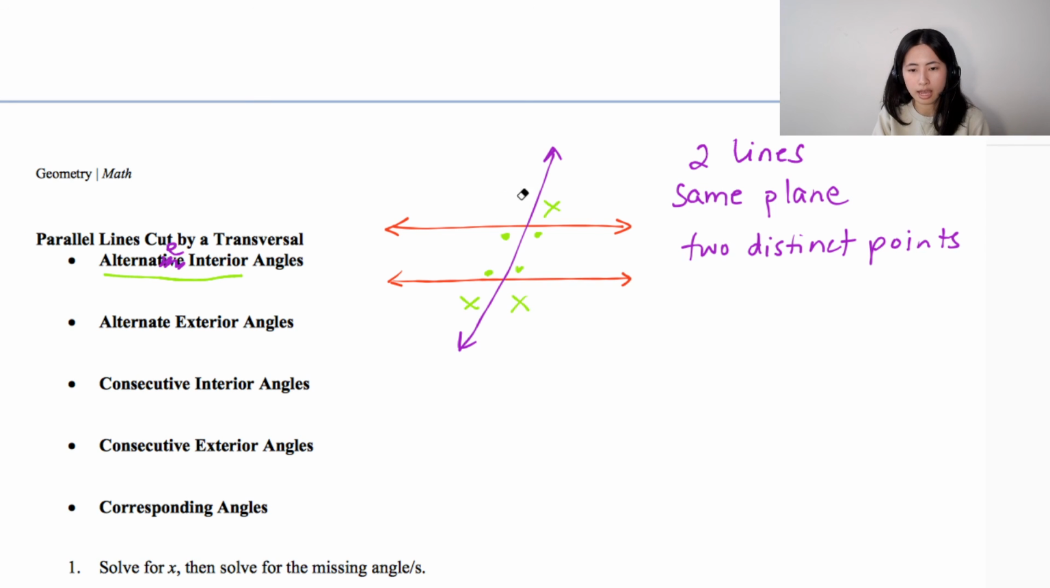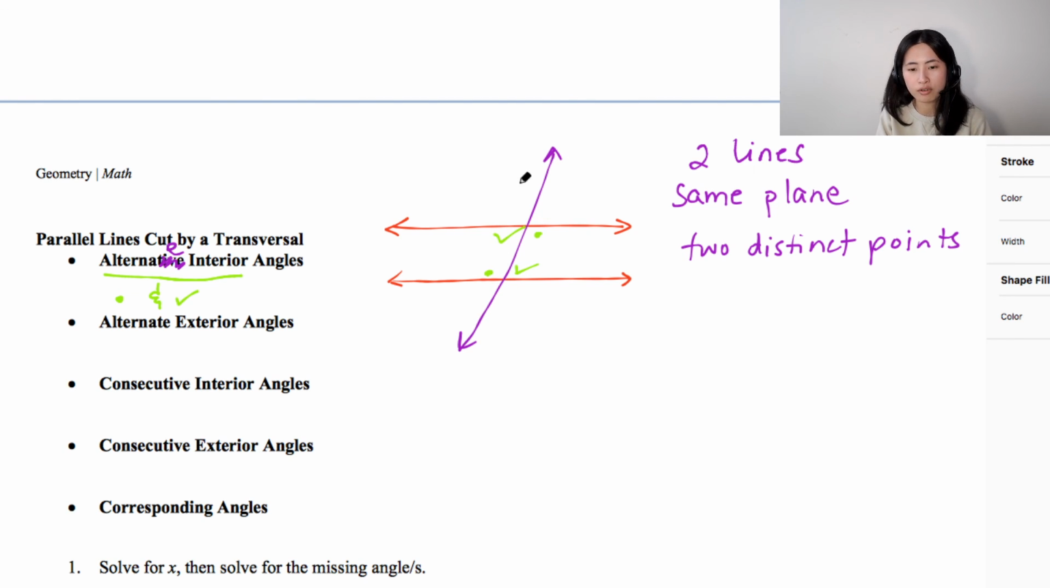So in that case, okay, can you guys see this? This little dot right here, the green dot, and this, they're actually alternate interior angles. This check mark and this check mark, they're alternate interior angles. So you can actually say that the little dot right there and the check mark, they're actually alternate interior angles. So that's what the transversal line does.